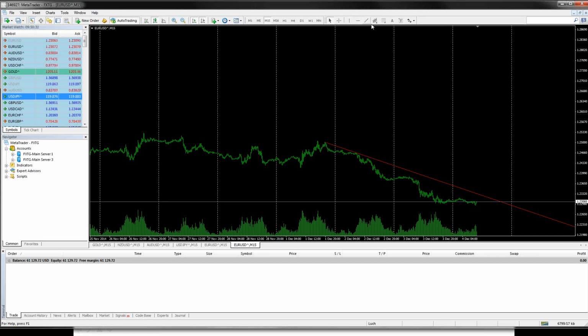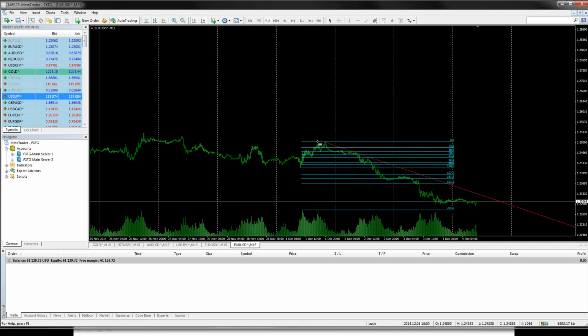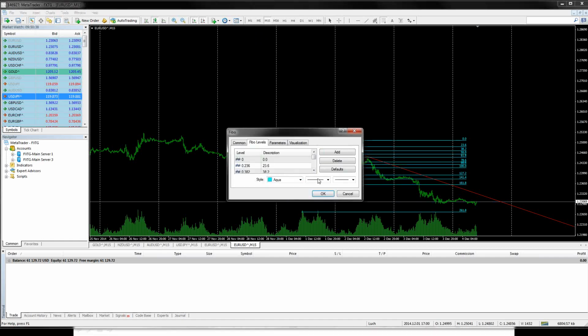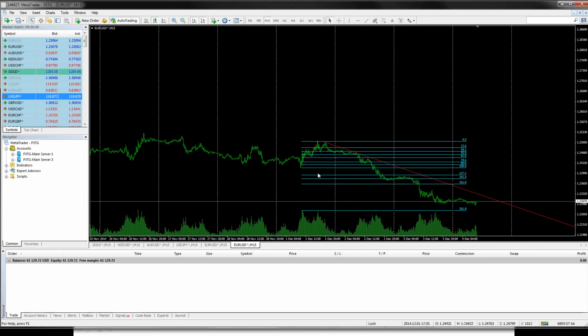In other words, from this point here to this point here. Okay, so now this is a valid Fibonacci. So where's the price going? It's even gone past 161. The next support level is right here at 261.8. So most likely this price is not going to do anything until it hits this level here.